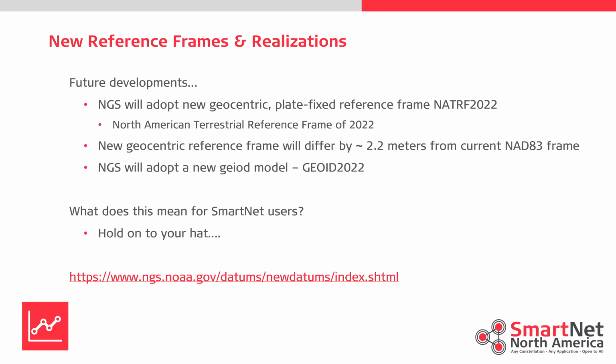We're not moving 2.2 meters. We're just moving a couple centimeters here and there, somewhere between 5 millimeters and 5 centimeters. But this is on the horizon. 2022, 2023, probably maybe as late as 2024. We will see. What does this mean to you? It means hold on to your hat, because that's a big shift and a big difference. And if you want to know more about it, there's a fancy website by NGS talking about their new datums, and it's actually pretty good reading.